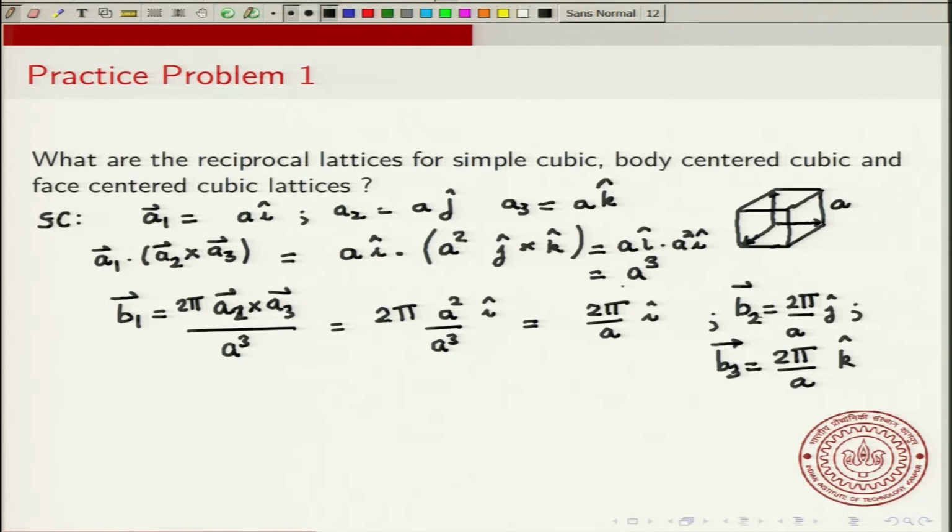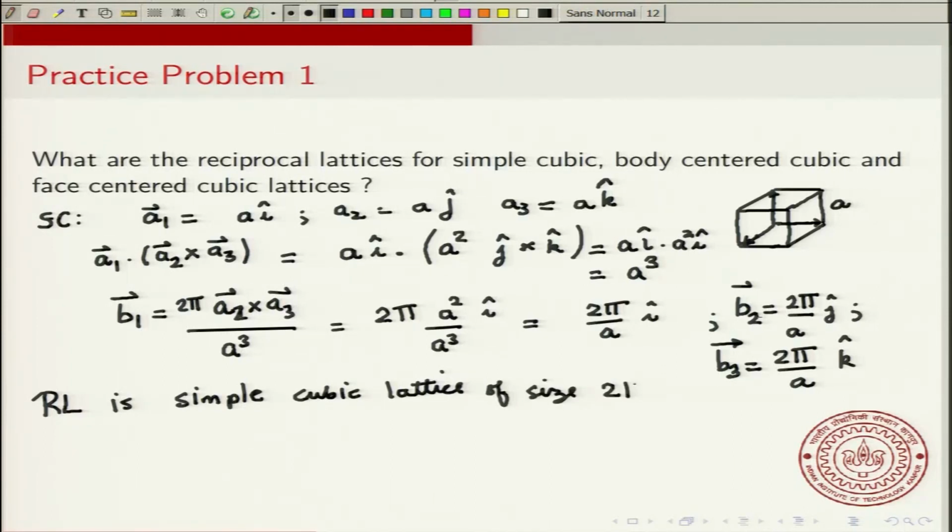Now, this completes the reciprocal lattice for the simple cubic, and you can see that the only difference between the simple cubic lattice and the reciprocal lattice is that instead of A that you had in the case of simple cubic lattice, you have 2 pi by A. So, the reciprocal lattice is a simple cubic lattice of size 2 pi by A. So, that is the reciprocal lattice of a simple cubic lattice.